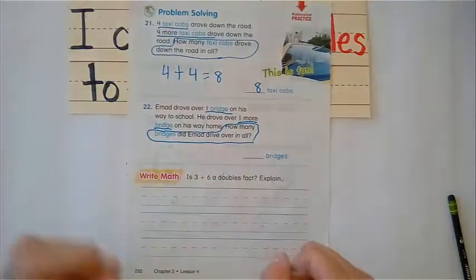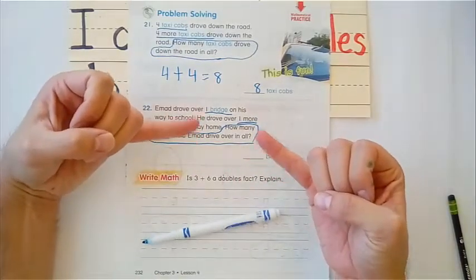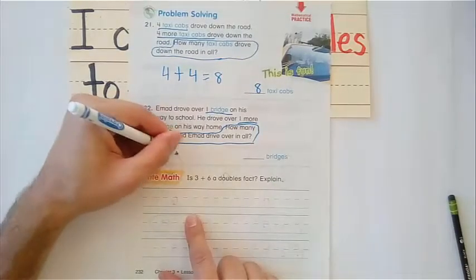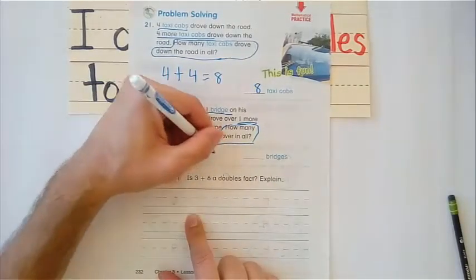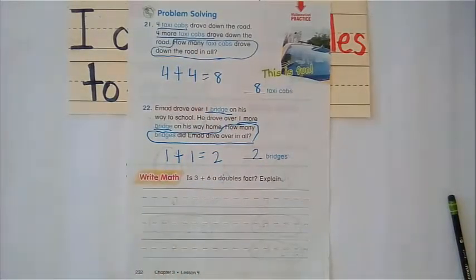So I could use my fingers again. I could say 1 plus 1 is 2. Very good. And I could even write that sentence. 1 plus 1 is 2. So I'm going to write 2 bridges. Very good.